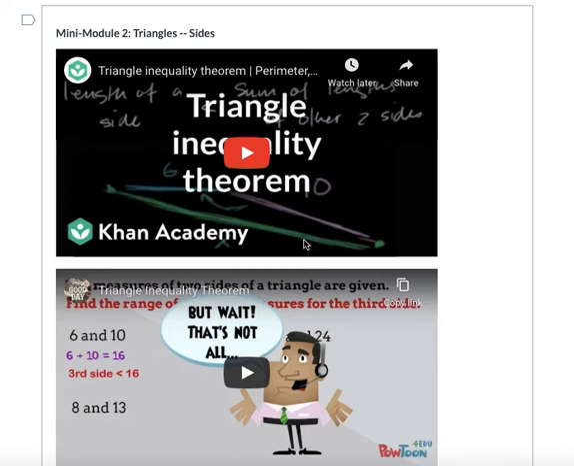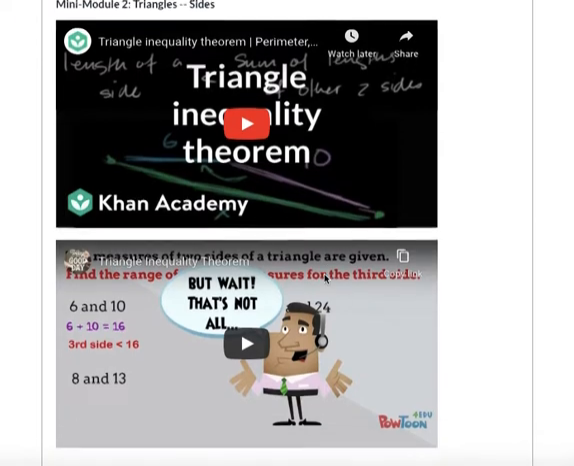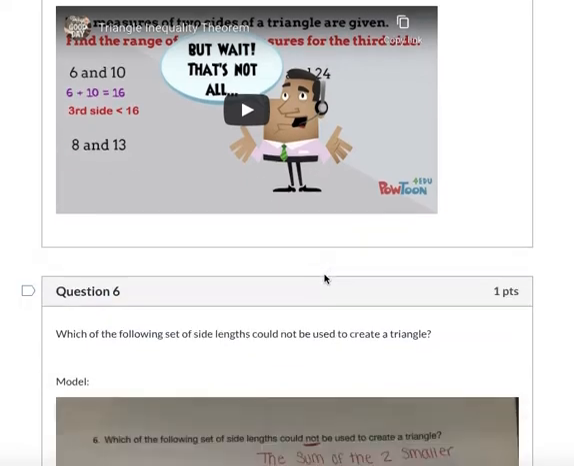The mini module 2 for triangles. It's important that you are watching these videos so that way you understand how to work with triangles. There are two different videos on the triangle inequality theorem. Go back, rewatch them at least one time, if not more than once, when you're not understanding what's going on, because you might catch some new things as you're going.